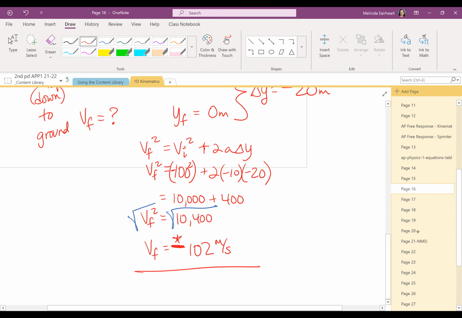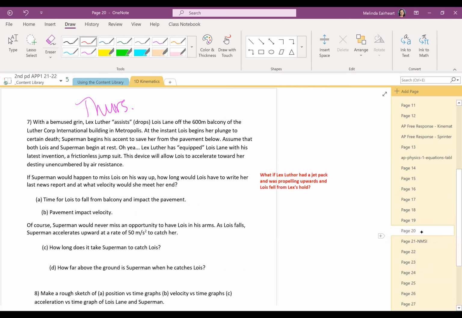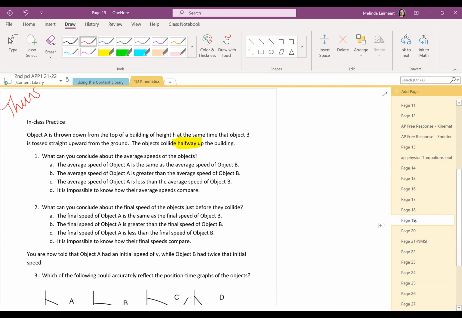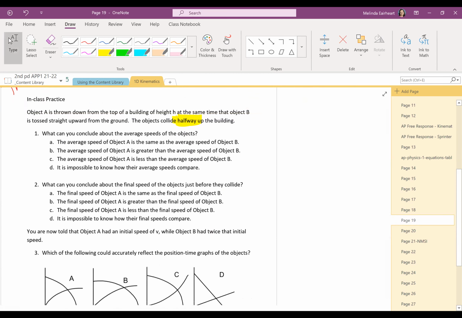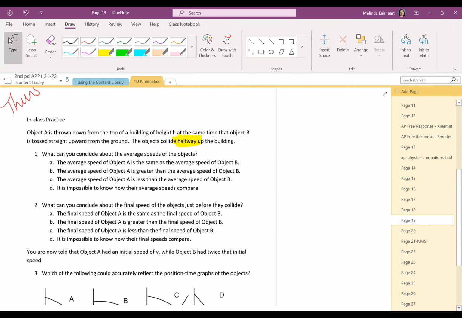Page, I forget, 20? Yeah. So we're going to do Lex Luthor. I really did want to do page 19. I highly recommend you try page 19. Go on and go there.